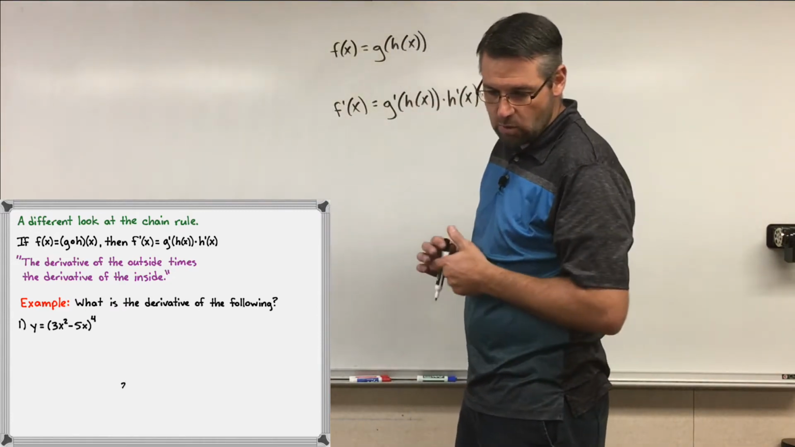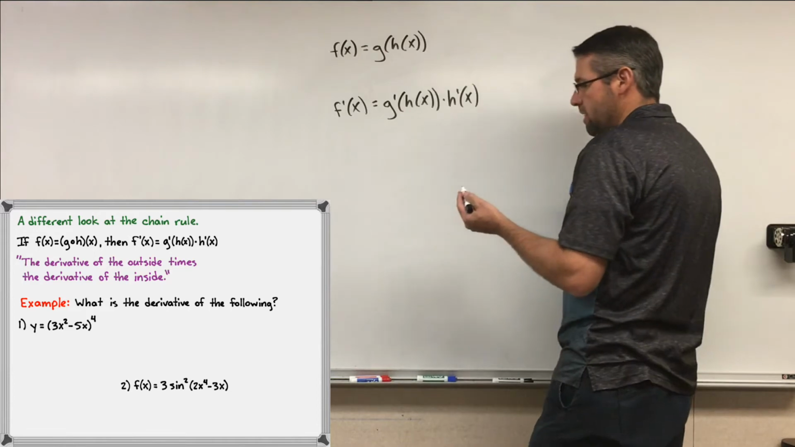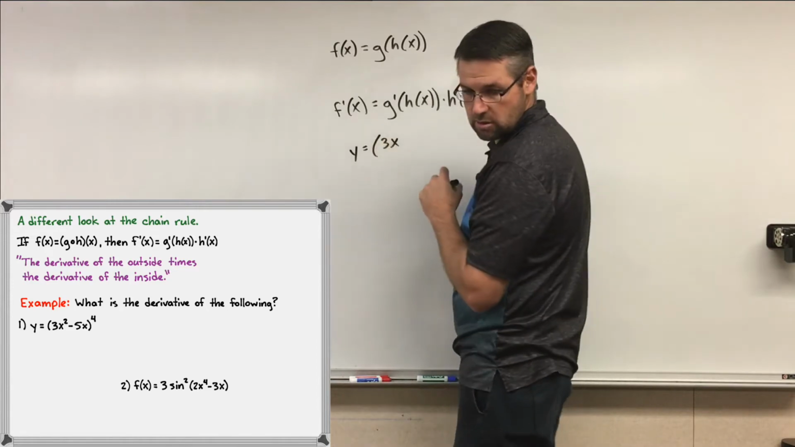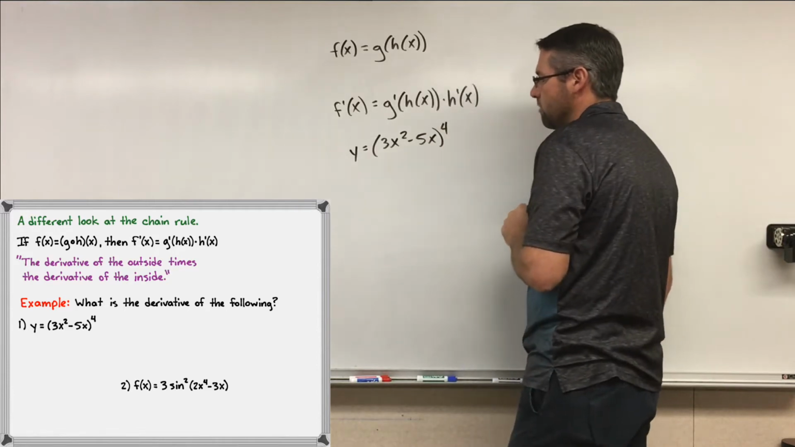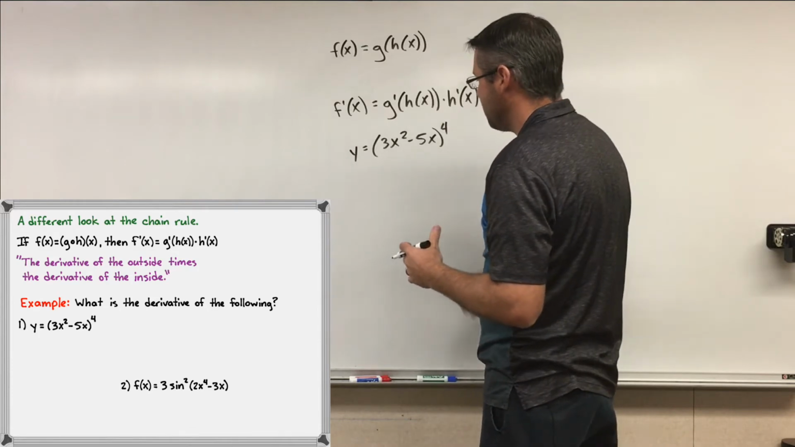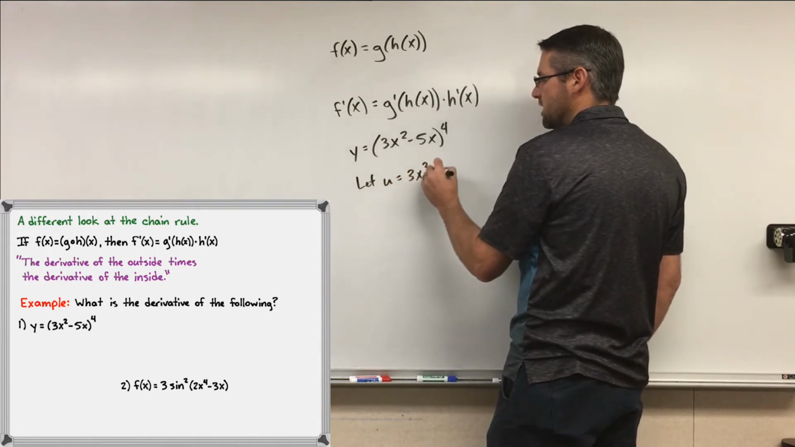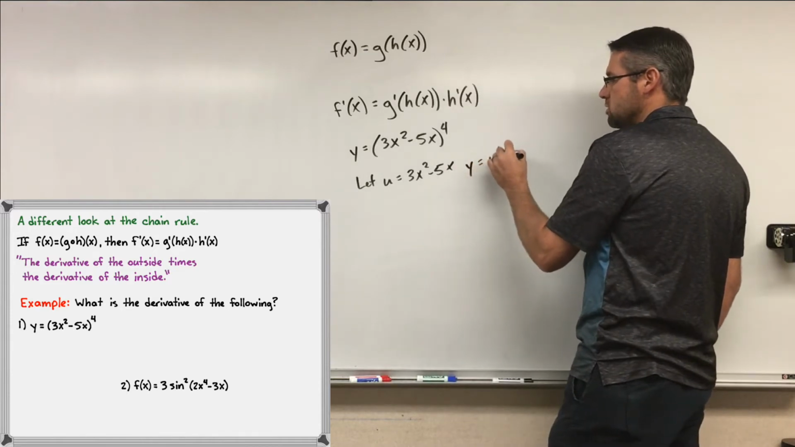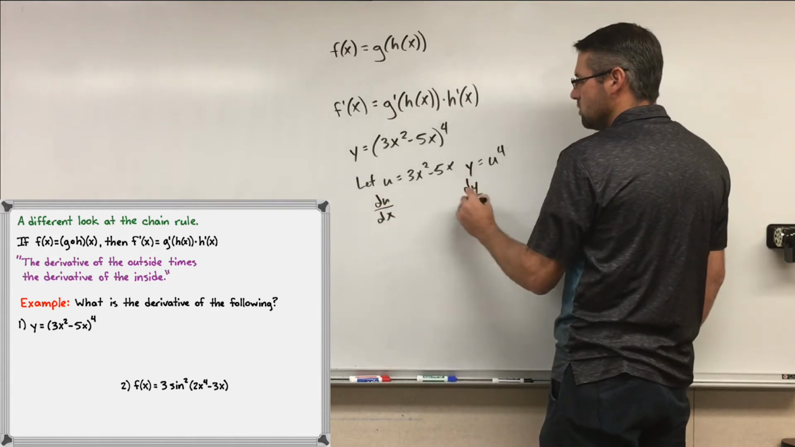Let's see, we've got y equals 3x squared minus 5x, all raised to the fourth power. Let me go ahead and write that down. y equals (3x squared minus 5x) to the fourth power. We want to take the derivative of this. Now, from yesterday, we can identify u. We could say let u equal 3x squared minus 5x. That's the inside, okay? And therefore, y equals u to the fourth. And then we can figure out du/dx and dy/du.